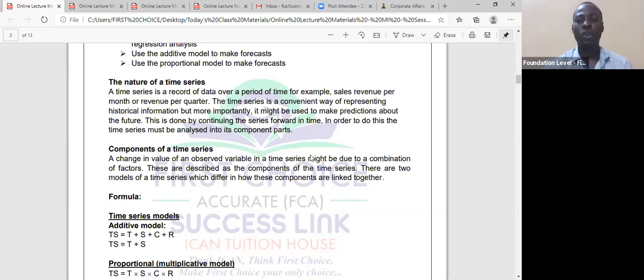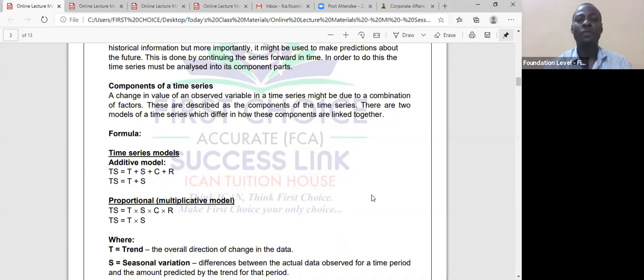And so in order for us to continue the time series and make predictions, we have to analyze the component parts. So you'll be asking, what are those component parts of a time series? Now, if you look at the screen here, you see that a change in value of an observed variable in a time series might be due to a combination of factors. Those factors are those components that make up the time series. Take, for example, we have two main formulas for time series. We have the additive model. When you hear the word additive, it means you are adding up the data. So we have TS, which means time series.